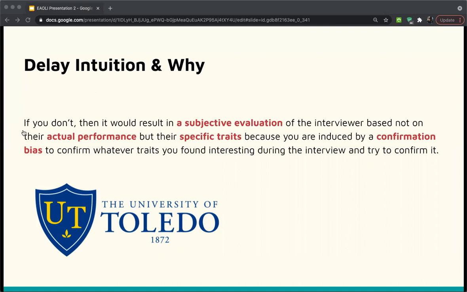Basically, interviewers may subconsciously make snap judgments of a candidate right off the bat and spend the rest of their time together seeking new information to confirm this impression, rather than objectively assessing the person in front of them. So we call this confirmation bias.